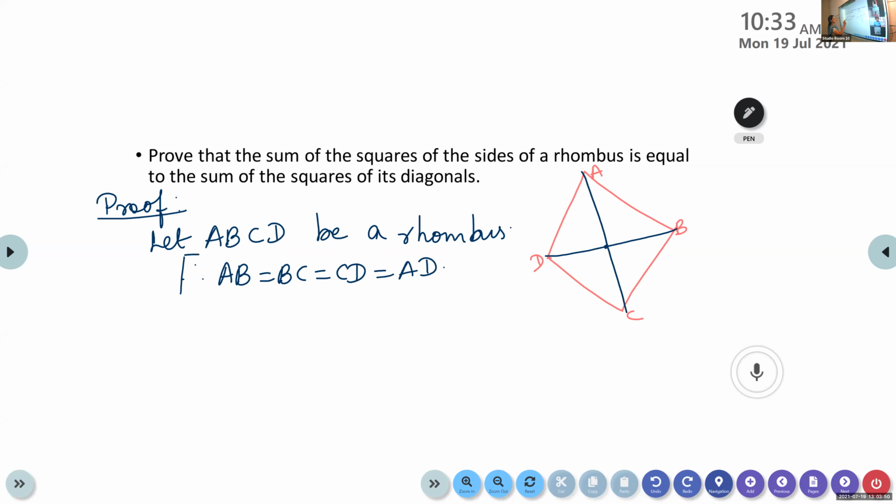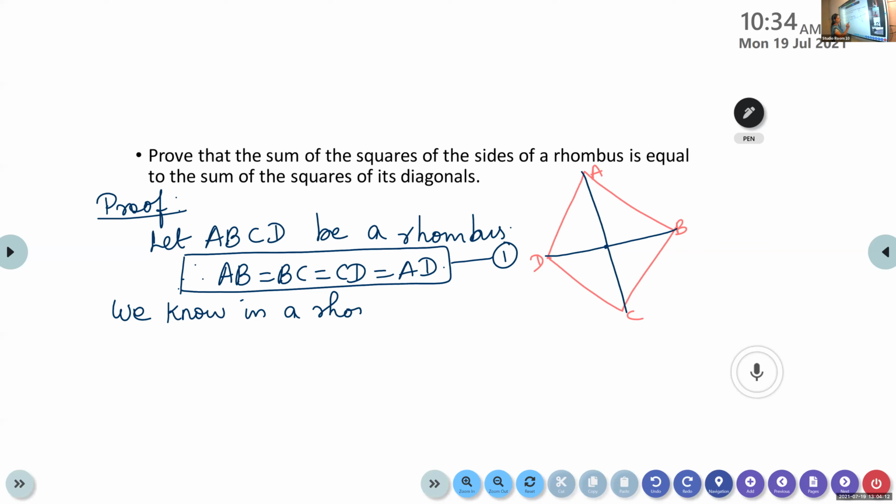What do you know about the diagonals of a rhombus? They bisect equally, at right angles, at 90 degrees. That is important. So we know that in a rhombus, diagonals bisect each other at right angles.